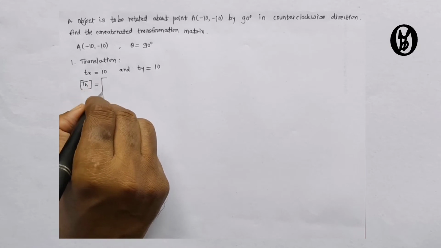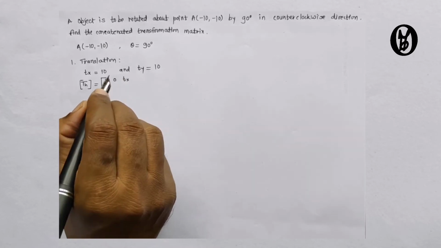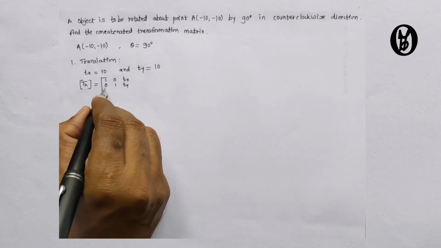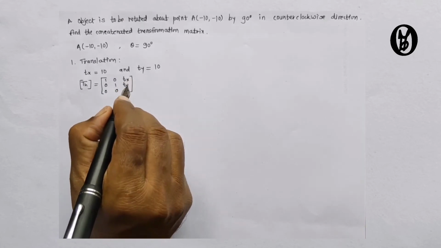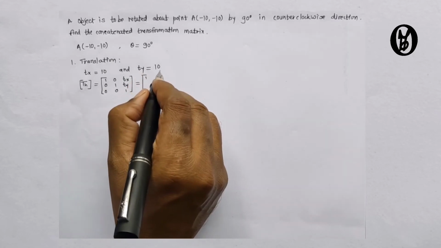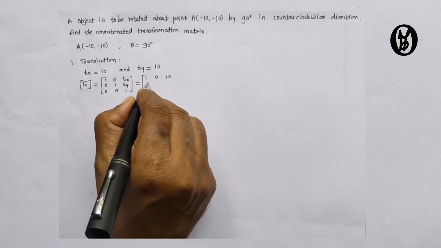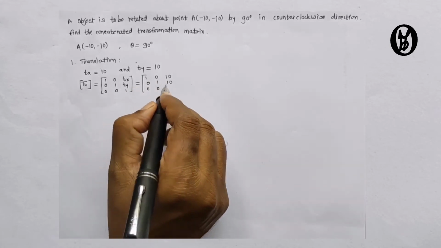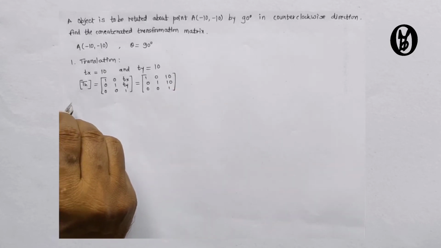The translation matrix T equals 1, 0, Tx; 0, 1, Ty; and 0, 0, 1. This is the translation matrix.